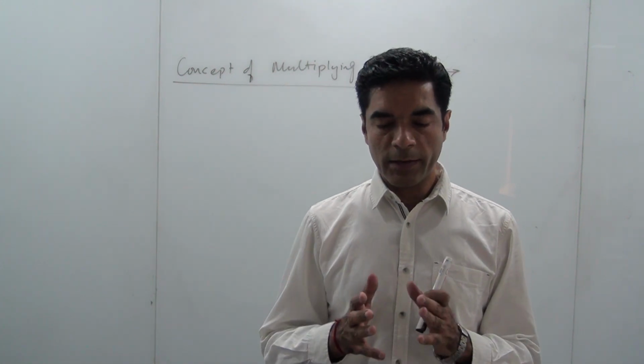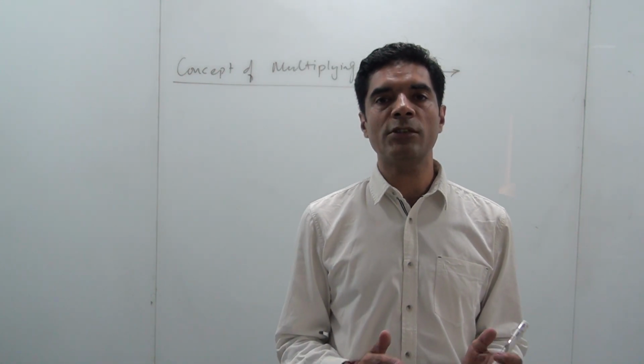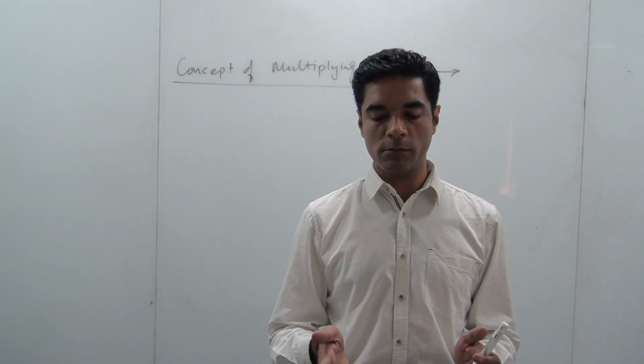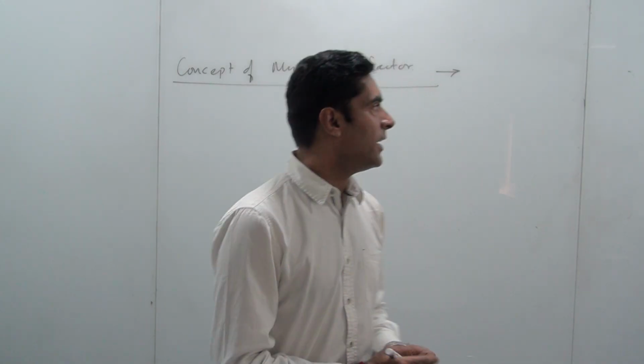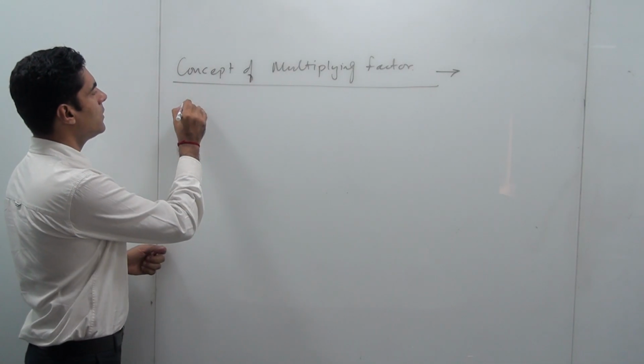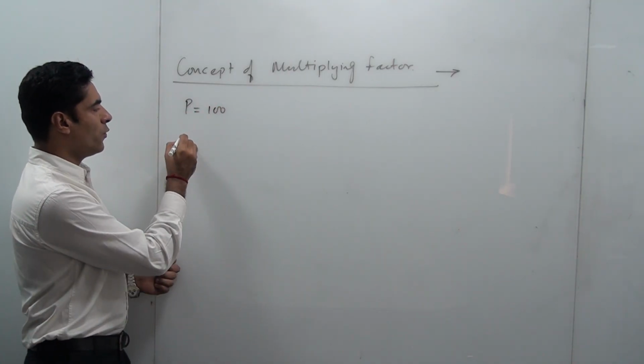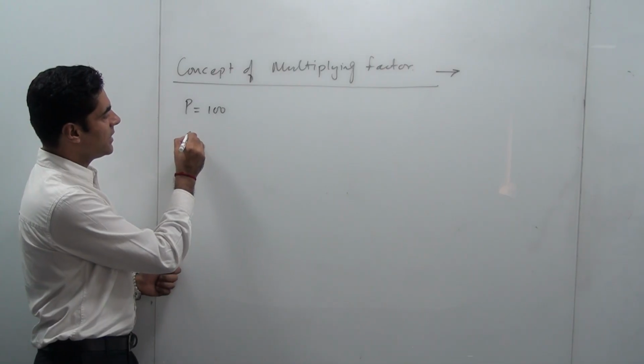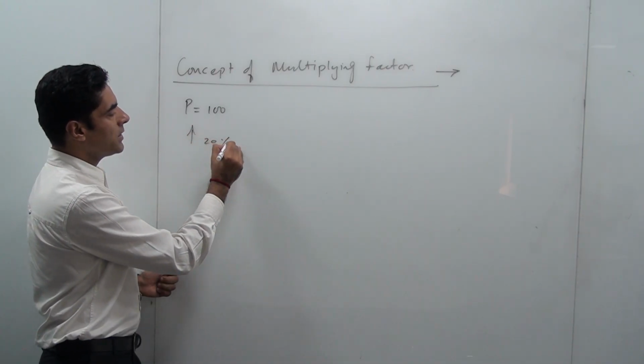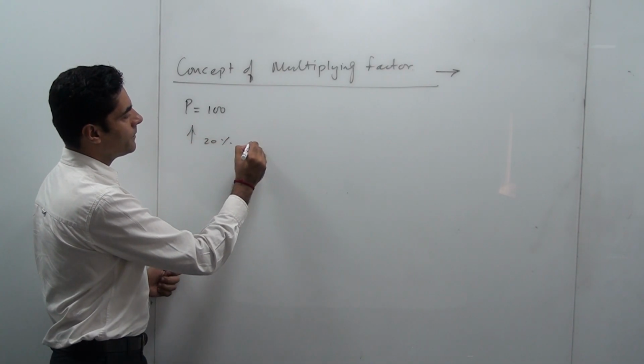Okay. Let me solve one question for you based upon application of multiplying factor in that. Let's say there's a town and the population of that town is 100. There are two cases now I'm giving you. One is in this there's an increase of 20% in the first year.